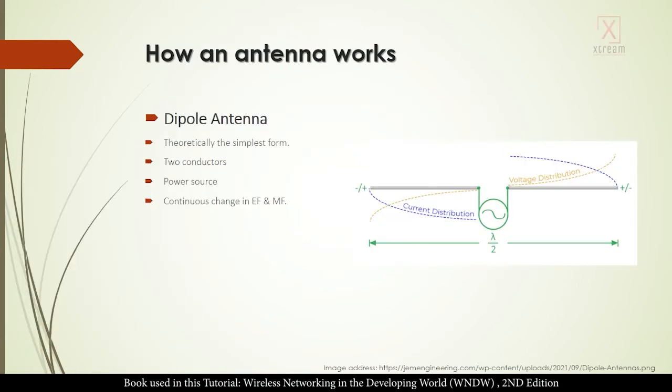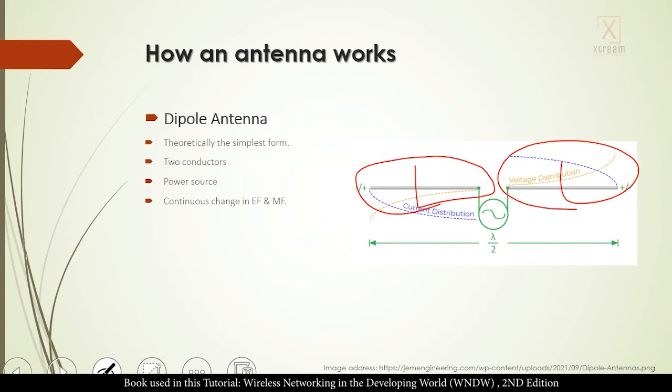Now we will discuss how an antenna works. In this case we will take a dipole antenna, which is theoretically the simplest form of antenna. It includes two conductors.